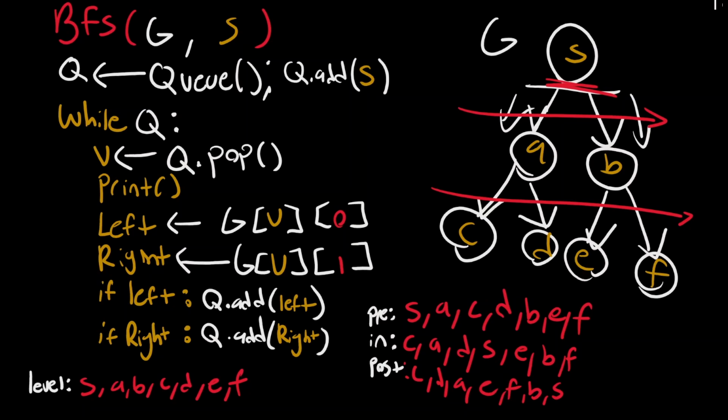For pre-order, we print before we traverse. So for DFS, we print before. In order, we print in the middle, so after we return from the left. Post, we're doing that after both left and right recursive calls. Level order, we're just running BFS.